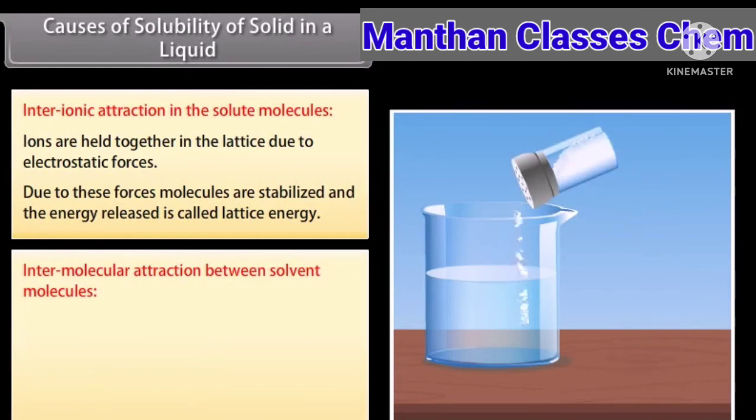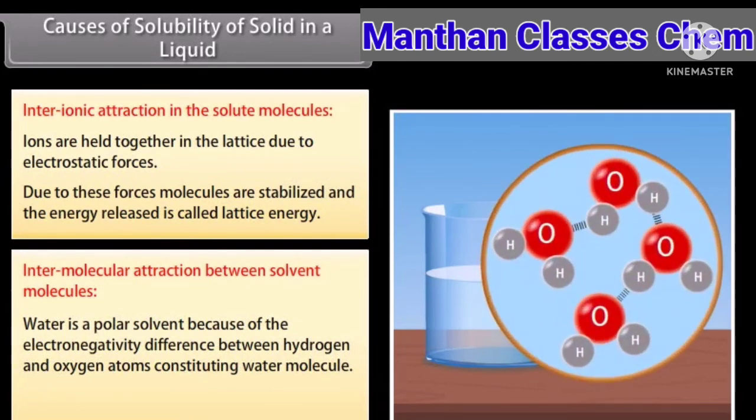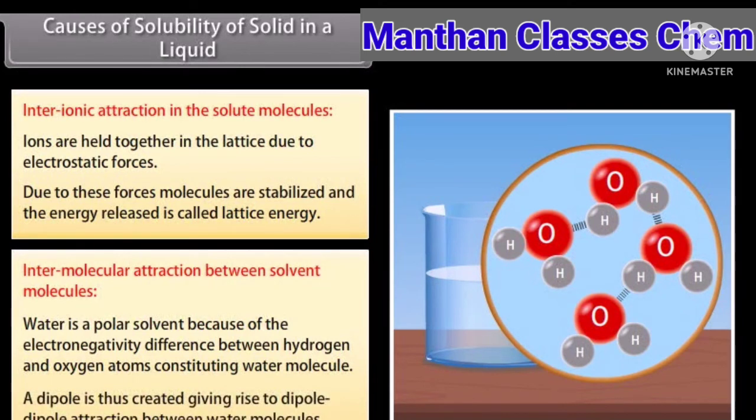Intermolecular attraction between solvent molecules. Water is a polar solvent because of the electronegativity difference between hydrogen and oxygen atoms constituting the water molecule. A dipole is thus created, giving rise to dipole-dipole attraction between water molecules.